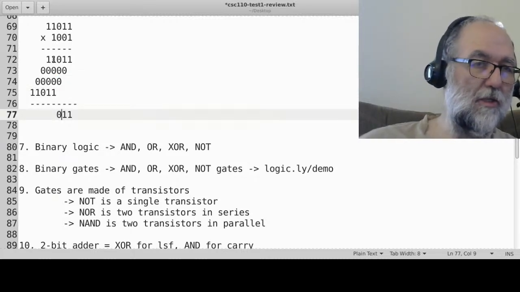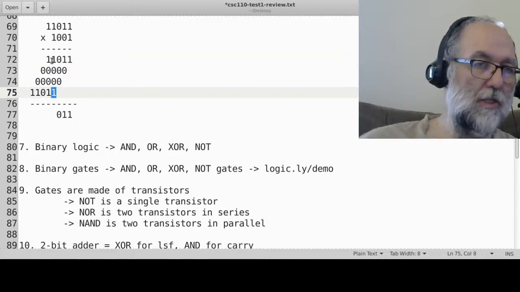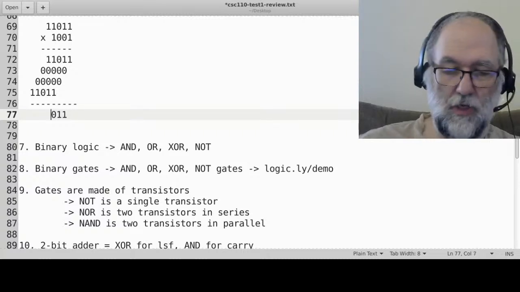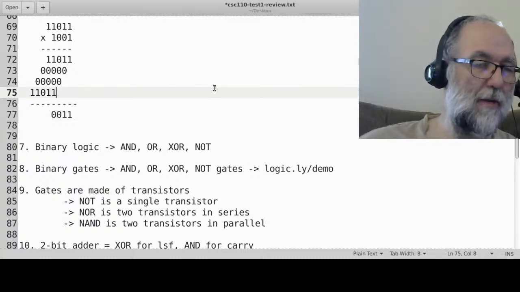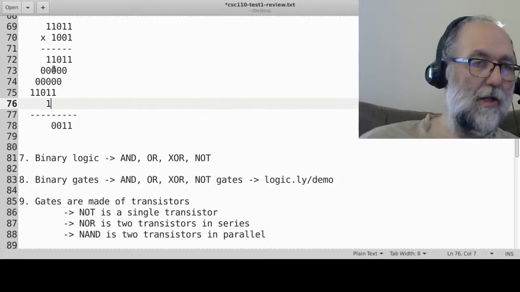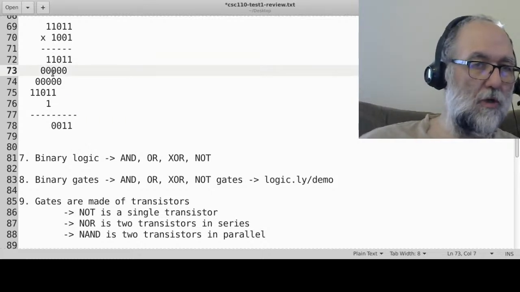Okay, and then here it gets a little bit more interesting. You've got a 1 plus 0 plus 0 plus 1. And so 1 plus 1 is 0, carry 1. And you say, where am I going to put that carry of 1? I'm going to put that carry of 1 right there underneath it. Okay. So 1 plus 0 plus 0 plus 0 is 0, carry 1.